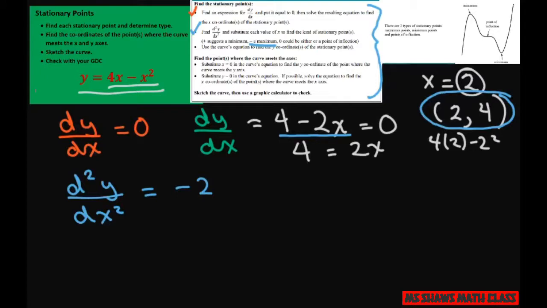We don't have a point of inflection. That would have to be a 0. We don't have a 0. We have a negative number.